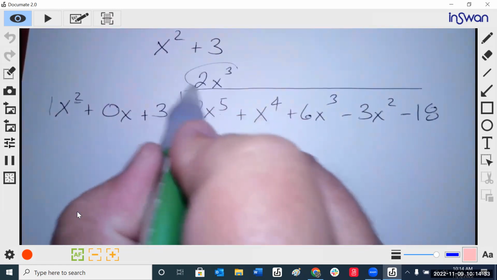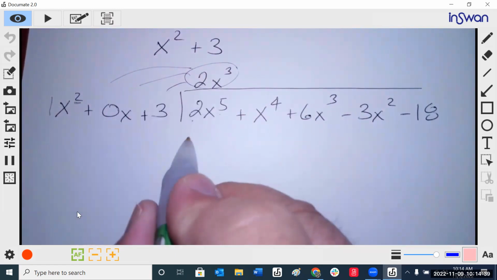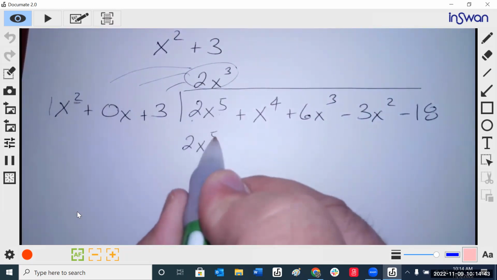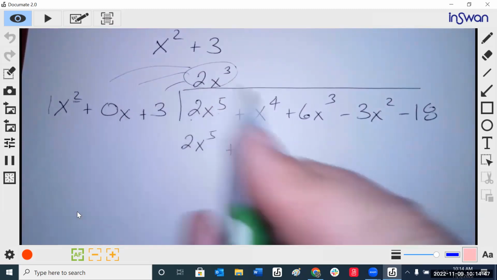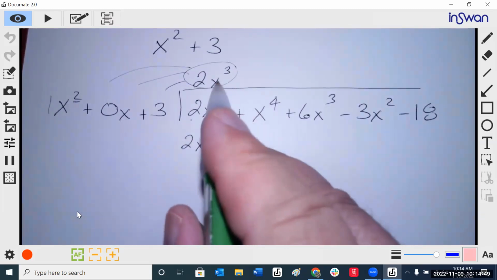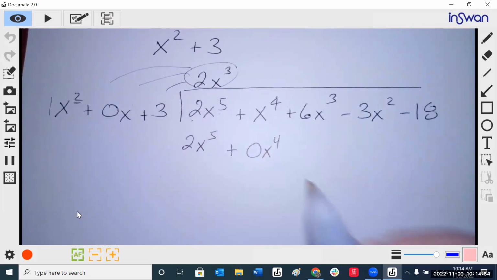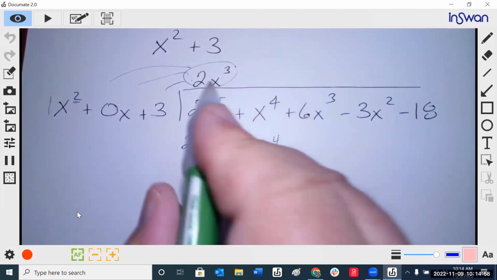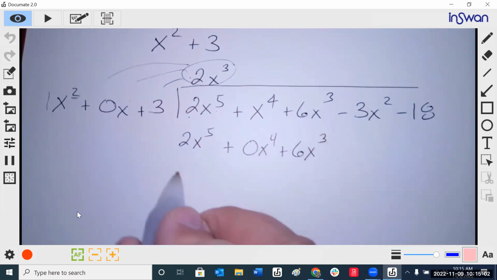Now I take this number and multiply it to all 3 of those. 2 times 1 is 2. X cubed times x squared is x to the 5th. Positive and positive is a positive. 2 times 0 is 0. X cubed times x is x to the 4th. Positive, positive is a positive. 2 times 3 is 6. X cubed.